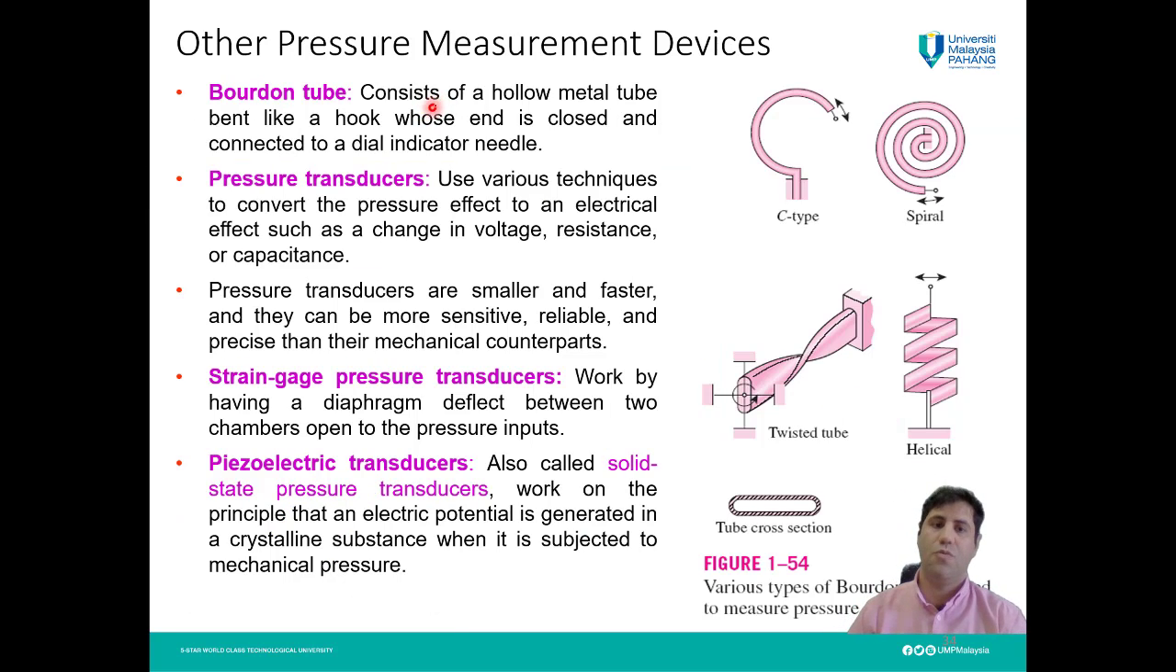And other pressure measurement devices are the Bourdon tube, which is a tube whose shape or travel distance changes when pressure is acting. Pressure transducers: the pressure changes cause a mechanical movement, which can be seen as a voltage, resistance, or capacitance change. Then we can measure the pressure. We have a strain gauge, which works by having a diaphragm deflect between two chambers. And again, by this, we can measure the pressure.